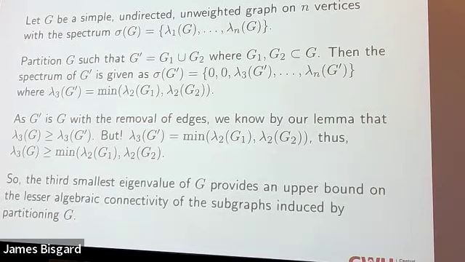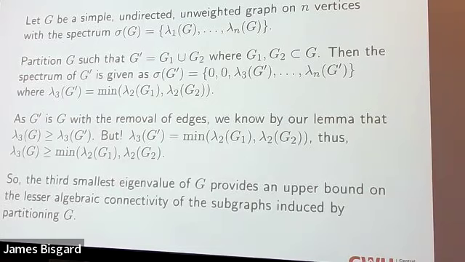Well, as the multiplicity of 0 in our spectrum is the number of components in our graph, we know that G prime is going to have the spectrum 0, 0, lambda 3 of G prime, all the way up to lambda n of G prime. And note here that as this is a sorted list, lambda 3 of G prime is actually going to be the minimum of the algebraic connectivities of those 2 individual subgraphs. But from our previous lemma, we know that G prime is just G with the removal of edges. That's what a partition does.